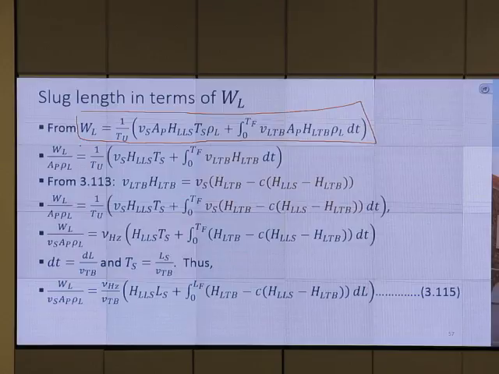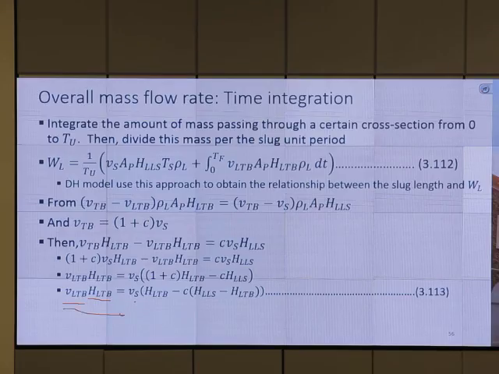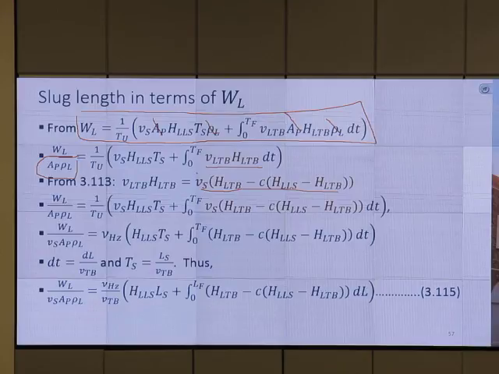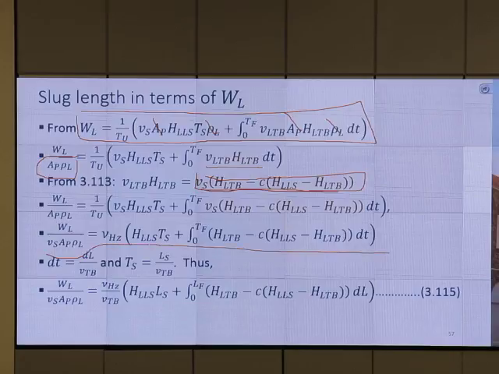And do some math. Divide the whole equation by AP and rho L. Move it over here. Okay. Inside we have just this much left. VLTB, HLTB. Substitute from previous slide. See this term from this slide? It goes in this box. Okay. Put it there. Do some manipulation. We get this equation. Okay.